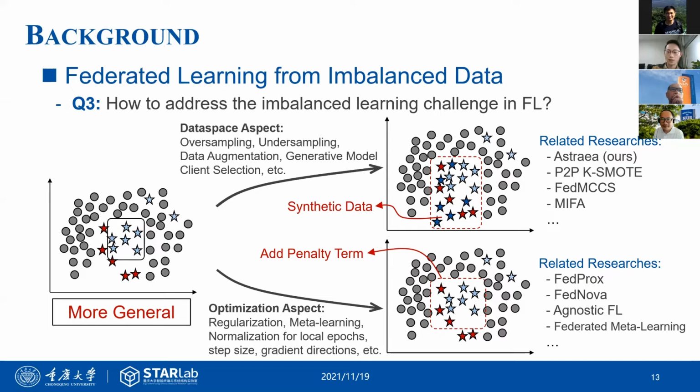We can also apply the common generalization methods to the local optimization of clients, such as regularization, meta-learning, and normalization for a local approach, step size, gradient directions, variance, and so on. For example, FedProx adds penalty terms to the local objective functions to reduce the discrepancy between the global model and client models. The main shortcomings of these optimization methods are that they involve additional hyperparameters and computational overheads, and the performance improvement of these methods is unwarranted.